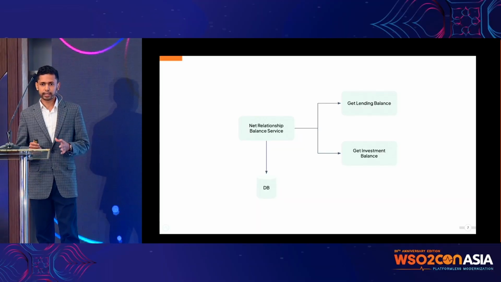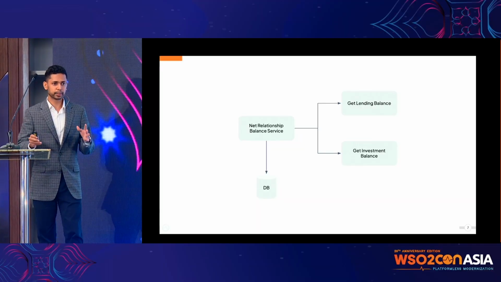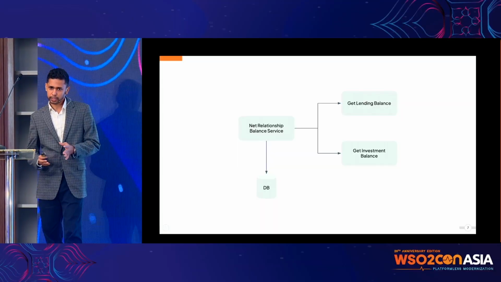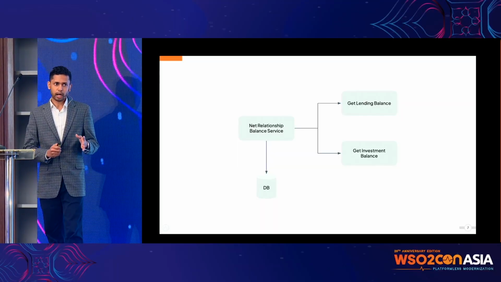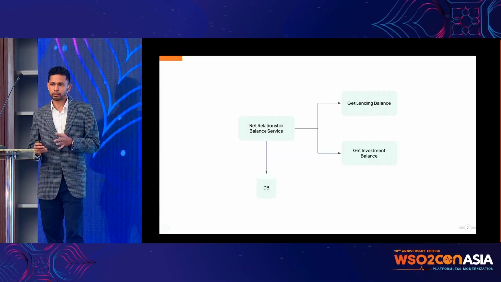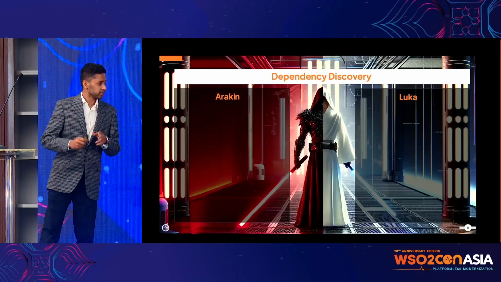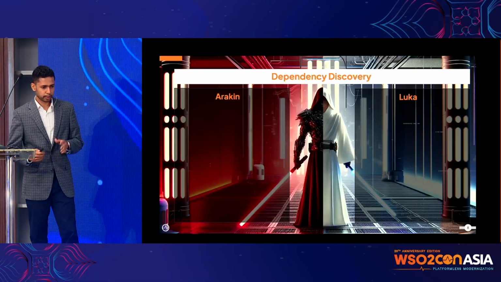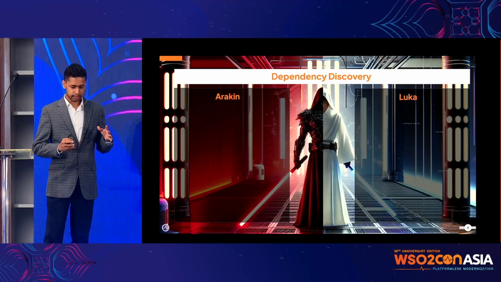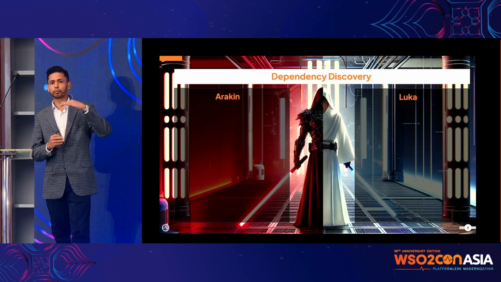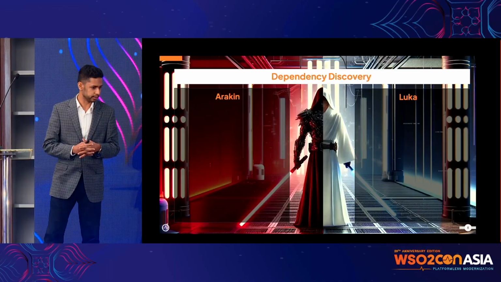And then let's look at how these two developers are going to go forward with that. We are going to follow their developer journey, touching upon four key capabilities of developer self-service. The first one is dependency discovery. Dependency discovery is basically that Arakin and Luca need to figure out where to get that investment account balance and the lending account balance.